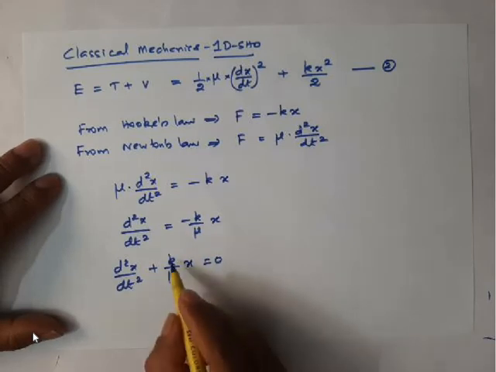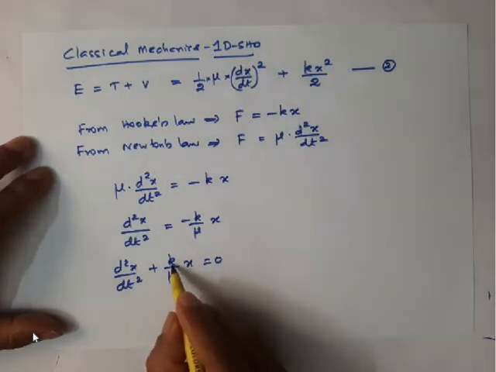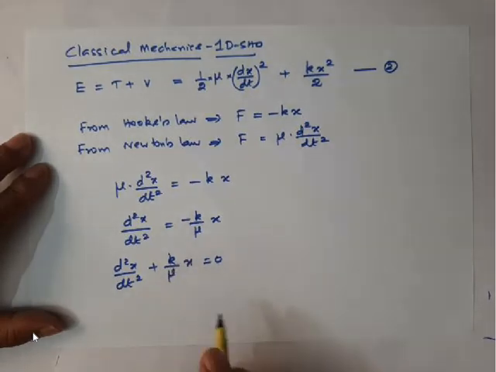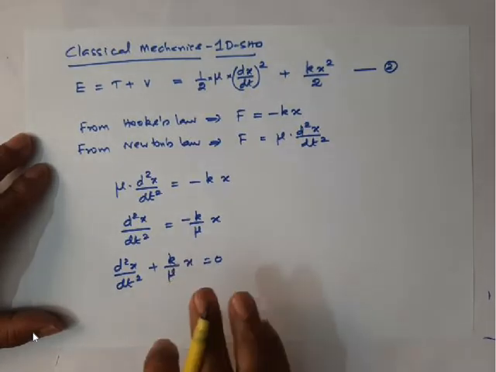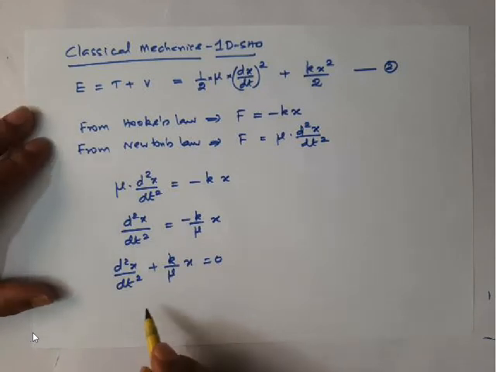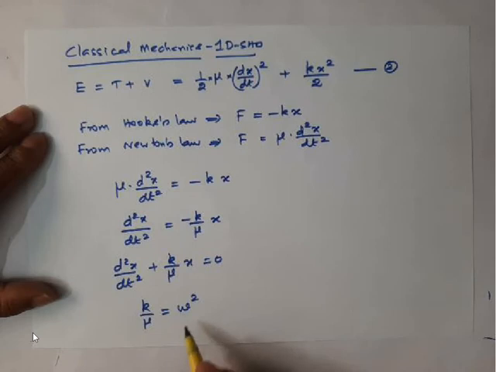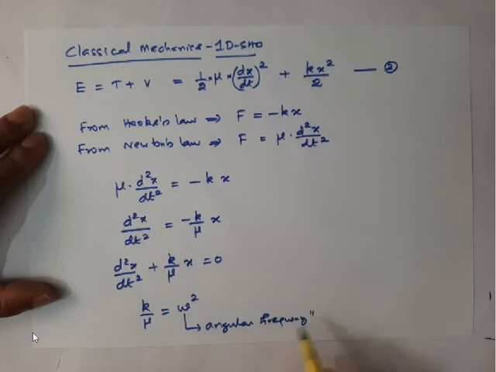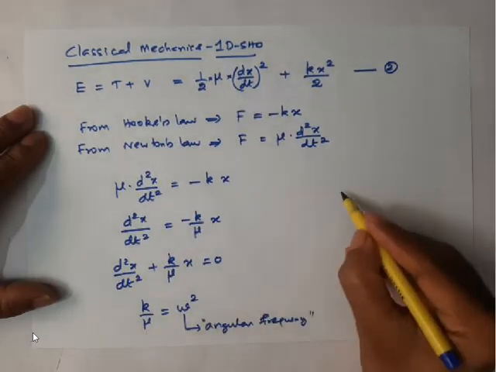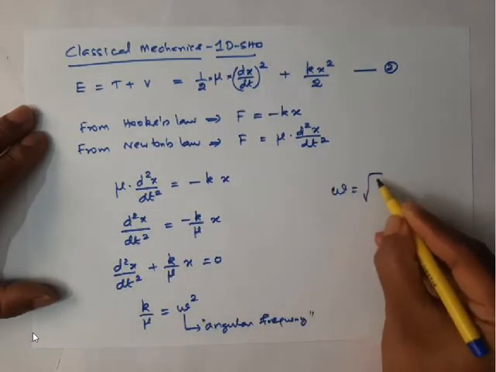Before that, since k is a force constant, which is a constant for a given molecule, and mu is reduced mass, it is also a constant for a given molecule. Therefore I'll replace this k by mu with a new constant. Let me take that constant as omega square, where omega is the angular frequency. Why am I saying angular frequency? Because omega square is k by mu. So omega equals root of k by mu.